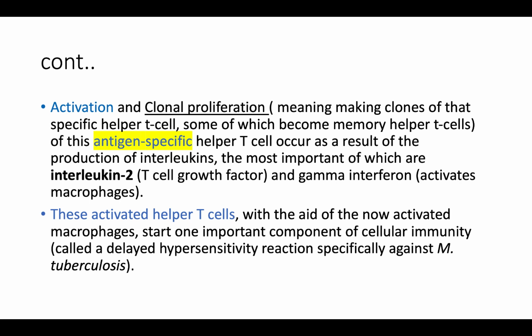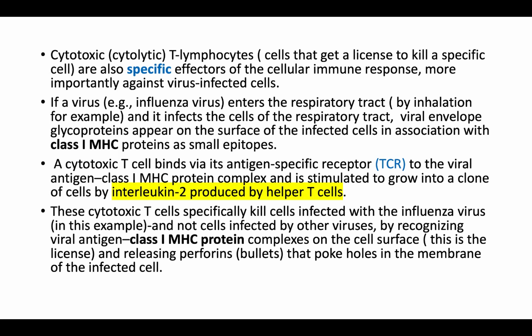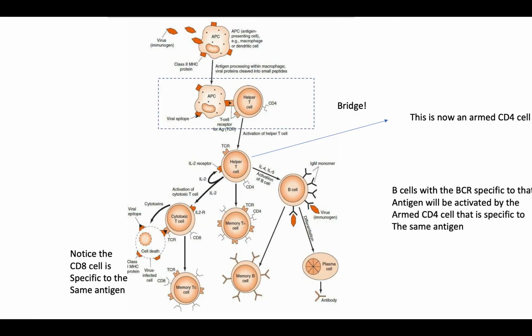So now we want to kill the cells infected with TB. So the cytotoxic or cytolytic T lymphocytes, from CD8 lymphocytes, get a license to kill a specific cell. This CD8 cell exists, it has a T cell receptor that reacts with this viral epitope, but it cannot kill cells with this viral epitope unless it is given the license to do so.